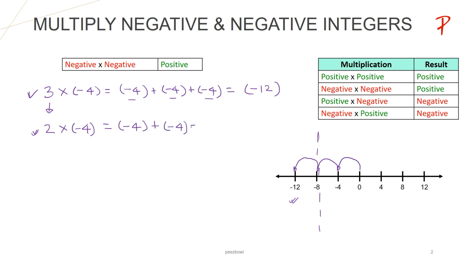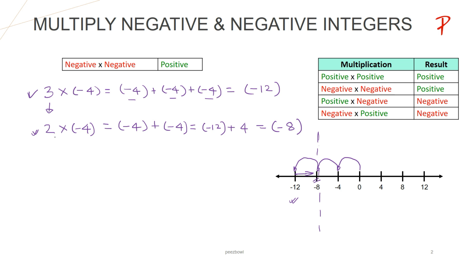And now what is happening? From minus 12, because we have taken 1 jump less, I am going to move minus 4 units backward, and that's why I am going to add 4, right? So this is minus 8.